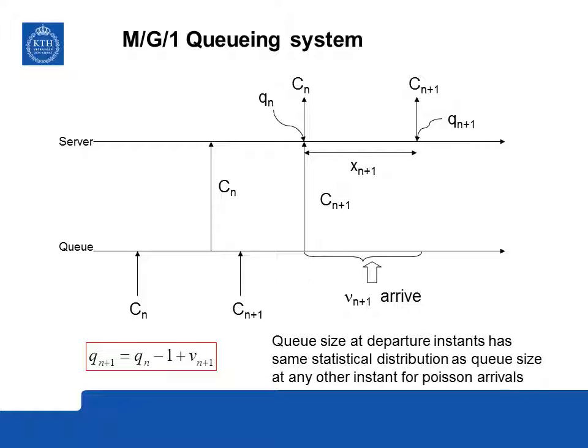The observation we make is that the queue size at the departure instant has the same distribution as at any other instant in a Poisson process. That is due to the memoryless property of the arrival process. So if we look at the departure instant, the arrival instant of a customer, or any time in between, the queue size that we observe at any of those times has the same statistical properties.